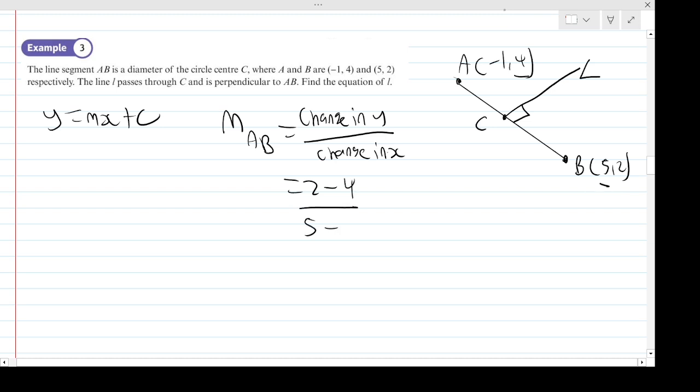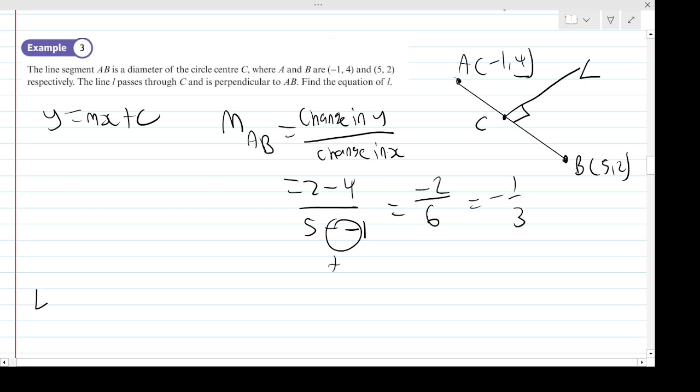Then take away the x value of A, which is minus 1. So take away minus 1. If I work that out, 2 minus 4 is minus 2. 5 minus minus 1, remember it's a plus because we've got a double negative, so that'd be 6. So that'll go to minus a third. Okay, cool. So that's the gradient of AB.